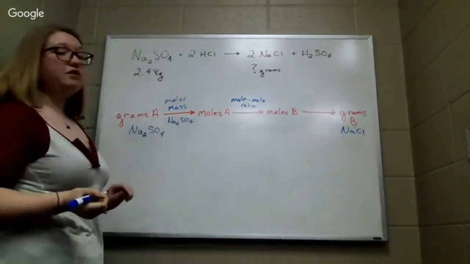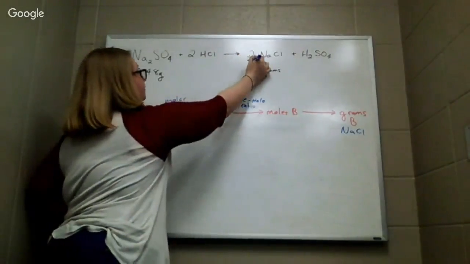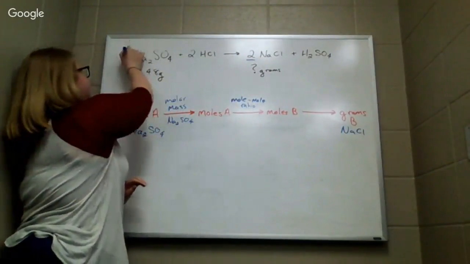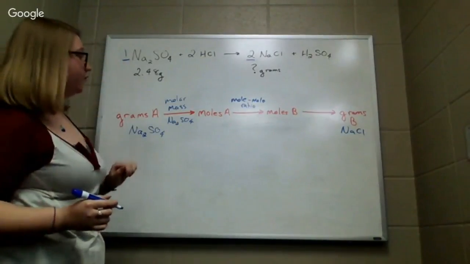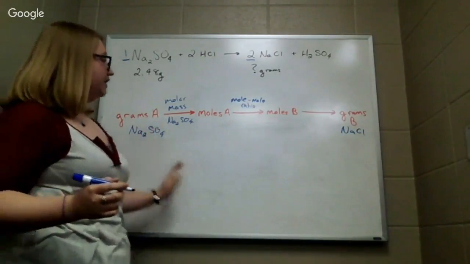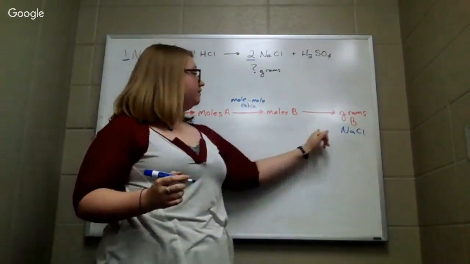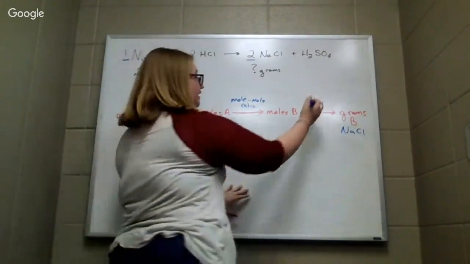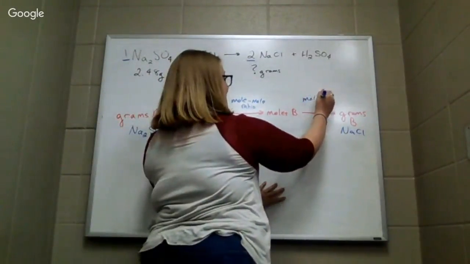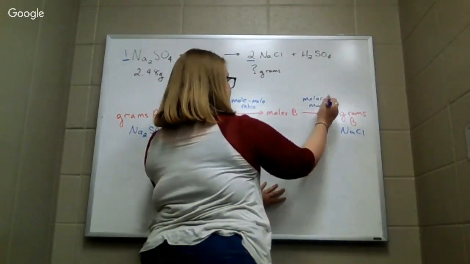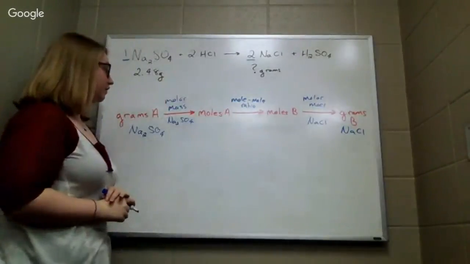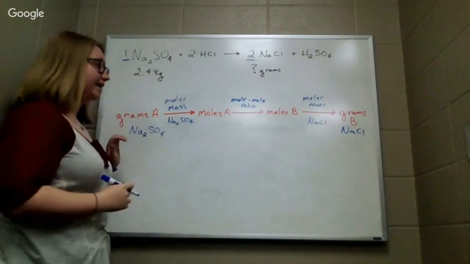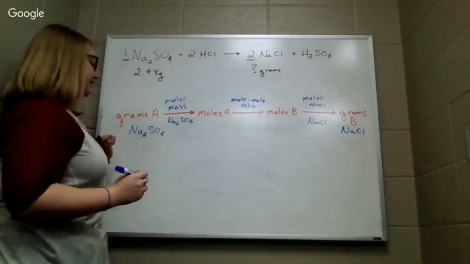And to create your mole-to-mole ratio, you'll look at the coefficients of each substance in the equation. For sodium sulfate, there's an invisible 1 there, so that's a 1 for sodium sulfate. And once I get to moles of substance B, I will then solve for grams of substance B. And once again, I will be using the molar mass. In this case, I will be using the molar mass of sodium chloride. So that's the path that we're going to take. So let's go ahead and solve it.